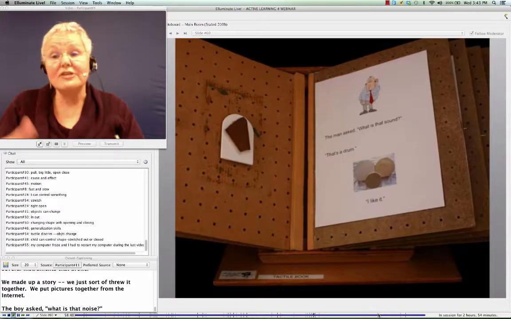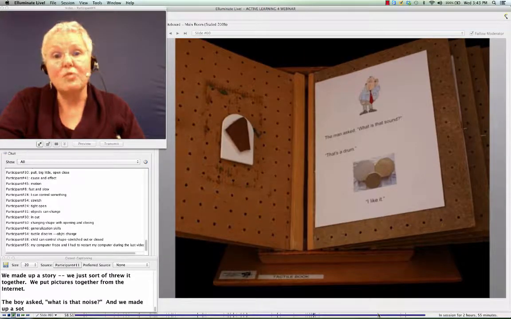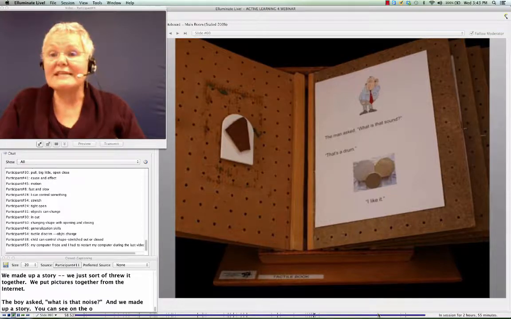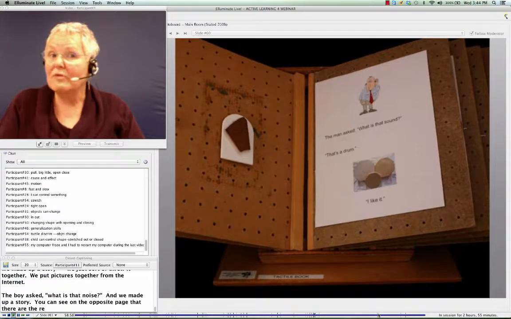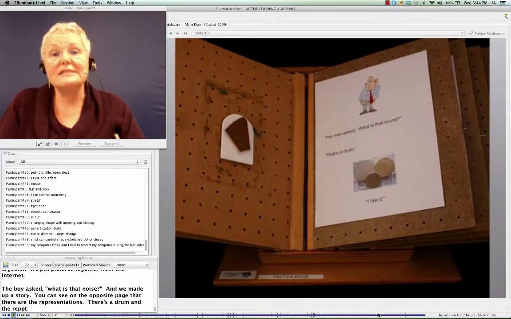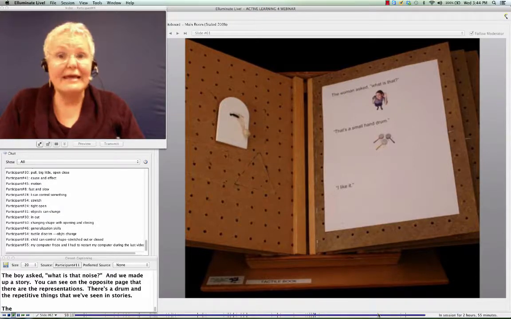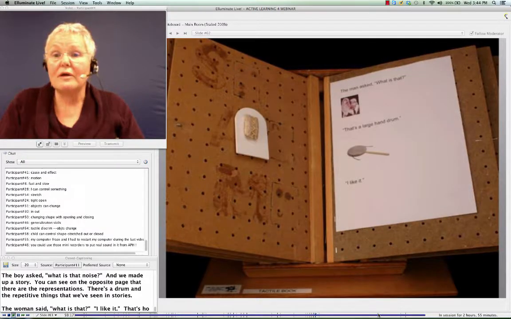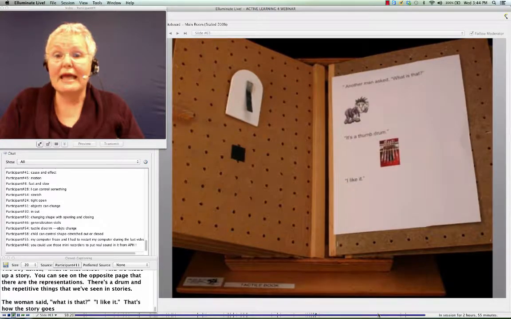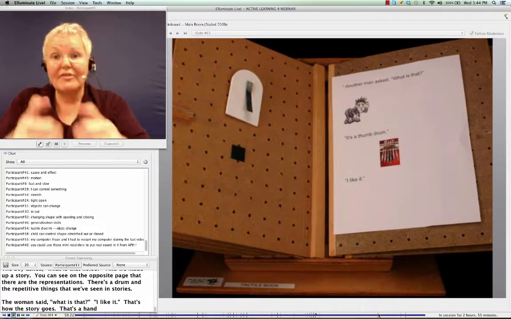And you can see on the opposite page, there's one of the representations. The man said, what is that sound? That's a drum. I like it. So we're doing repetitive kinds of things that all of you have seen in stories, but it's not babyish. The woman said, what is that? Well, that's a small hand drum. I like it. Here we go, the repetitive piece again. So that's how the story goes, and it continues to go. That's a hand drum, and then that's the thumb drum. That was the metal piece.